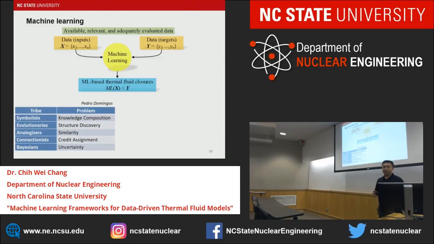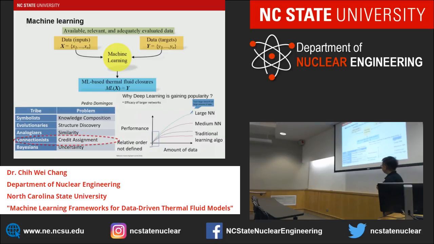Currently, there are 5 branches of machine learning algorithm. There are the symbolic method, evolutionary method, analogizer method, connectionist method, and Bayesian method. What we are interested in this work is the connectionist method because it provides a non-parametric modeling. It allows us to capture as many as a substantial amount of data as possible.